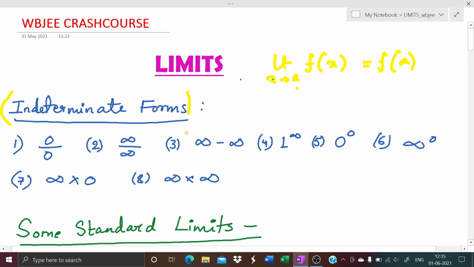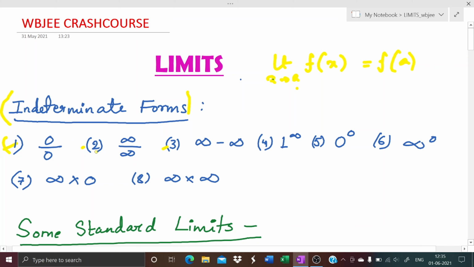But if the limit tends to 0 by 0 or infinity by infinity, any of these forms, that is the indeterminate forms, then we have to know how to solve the question. So we will discuss each of these forms. There are 8 indeterminate forms. We will discuss each one of them, how to solve. There are different methods and techniques. So first we will be discussing 0 by 0 forms and questions on this form only.